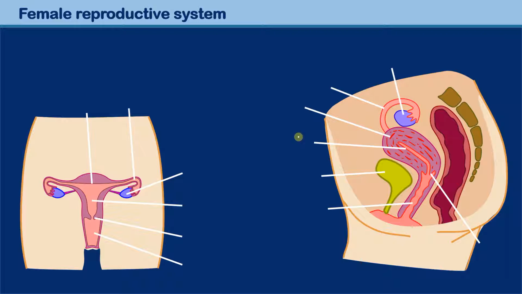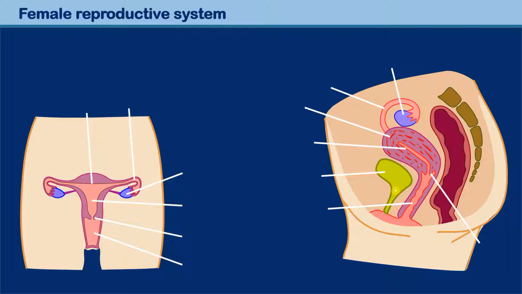Okay, let's label the female reproductive system. You see over here on the left side the front view, over here on the right side the side view. It does not matter which view you prefer, you still have to be able to draw and label it, and then it's up to you if you choose the front or the side view.